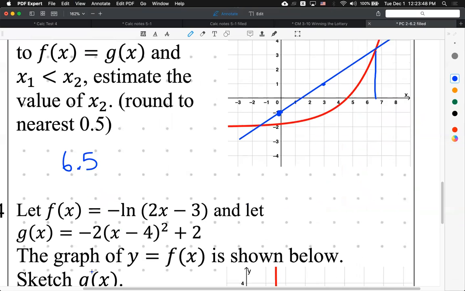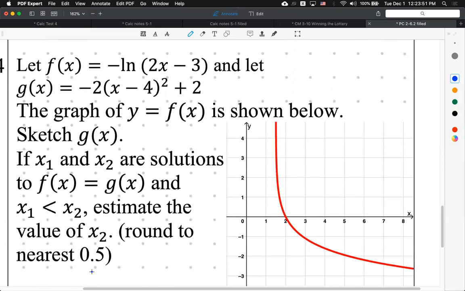And our final example, example number 4. We have a hard kind of gross function, a negative natural log of 2x minus 3, which is graphless. You guys need a graph: -2 times y of x minus 4 squared plus 2. So that's going to be a parabola. It's a quadratic function. Same instructions. Notice that x1 is the smaller one, x2 is the bigger one. Again, estimate the x2, the farthest to the right intersection, to the nearest 0.5. So everyone right now, graph this.